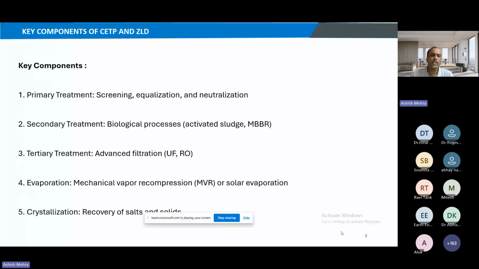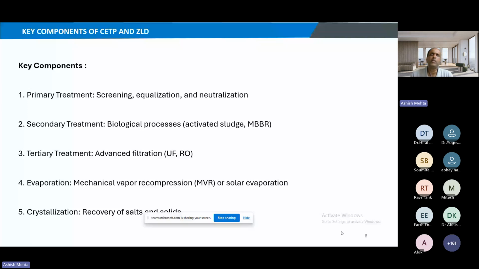Now, if we talk about CETP and ZLD, what are the key components? For any common effluent treatment plant having ZLD, the components can be divided into 5 parts. The first part is pre-primary and primary treatment. Second is secondary treatment. Third is tertiary treatment. Fourth is evaporation, and final is crystallization. If we talk about primary treatment, it covers screening, equalizing, and neutralization. In the primary process, our intention is to reduce the suspended impurities and provide physicochemical removal for the turbidity, suspended solids, color, oil and grease, and other associated impurities.